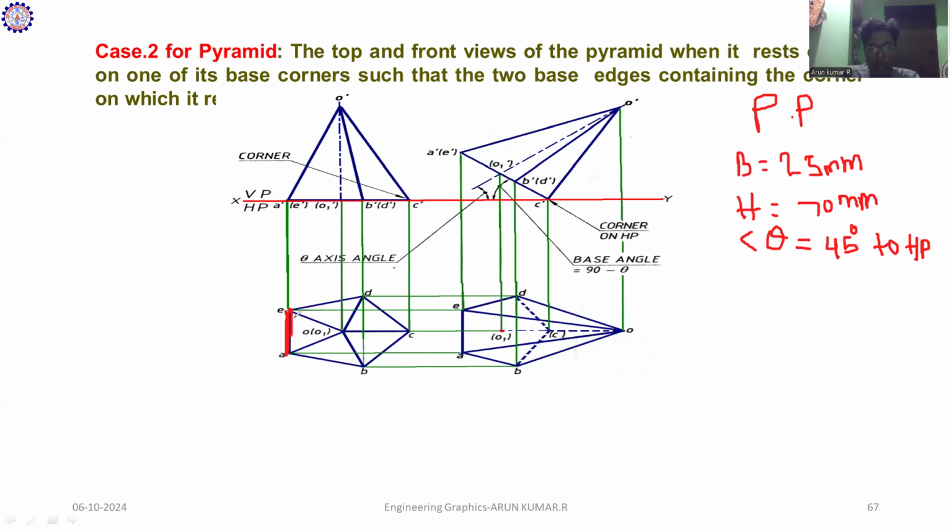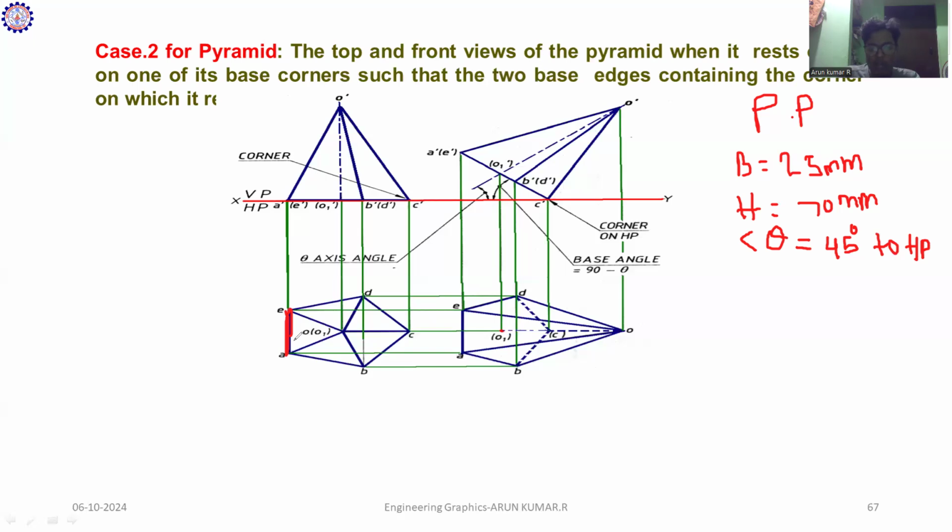Then construct one perpendicular line, perpendicular to the XY line. That is the hint for the orientation in which the solid is placed with respect to the plane. That is the condition I have to consider. What is the base length here? 25 mm, so I draw the perpendicular line 25 mm long.